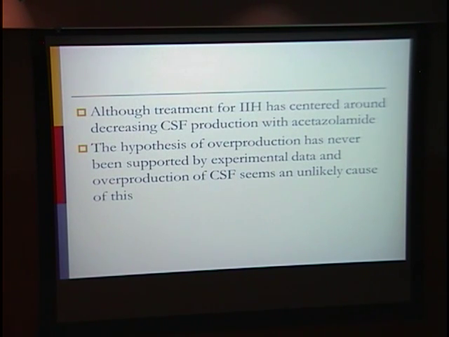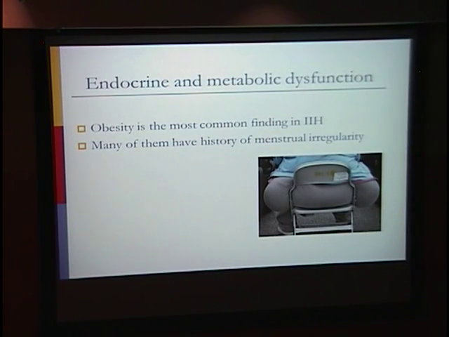Although treatment of IH is centered around decreased CSF production because we use acetazolamide, the hypothesis of overproduction has never been supported by experimental data, and overproduction of CSF seems an unlikely cause of this. Endocrine and metabolic dysfunction, for sure there is a connection, but we don't know yet. There is a lot of work we need to do regarding the adipose tissue because we know there is a difference, when we speak about central adiposity, between the type of the adipose cell in the center and the type of the adipose cell in the lower body.